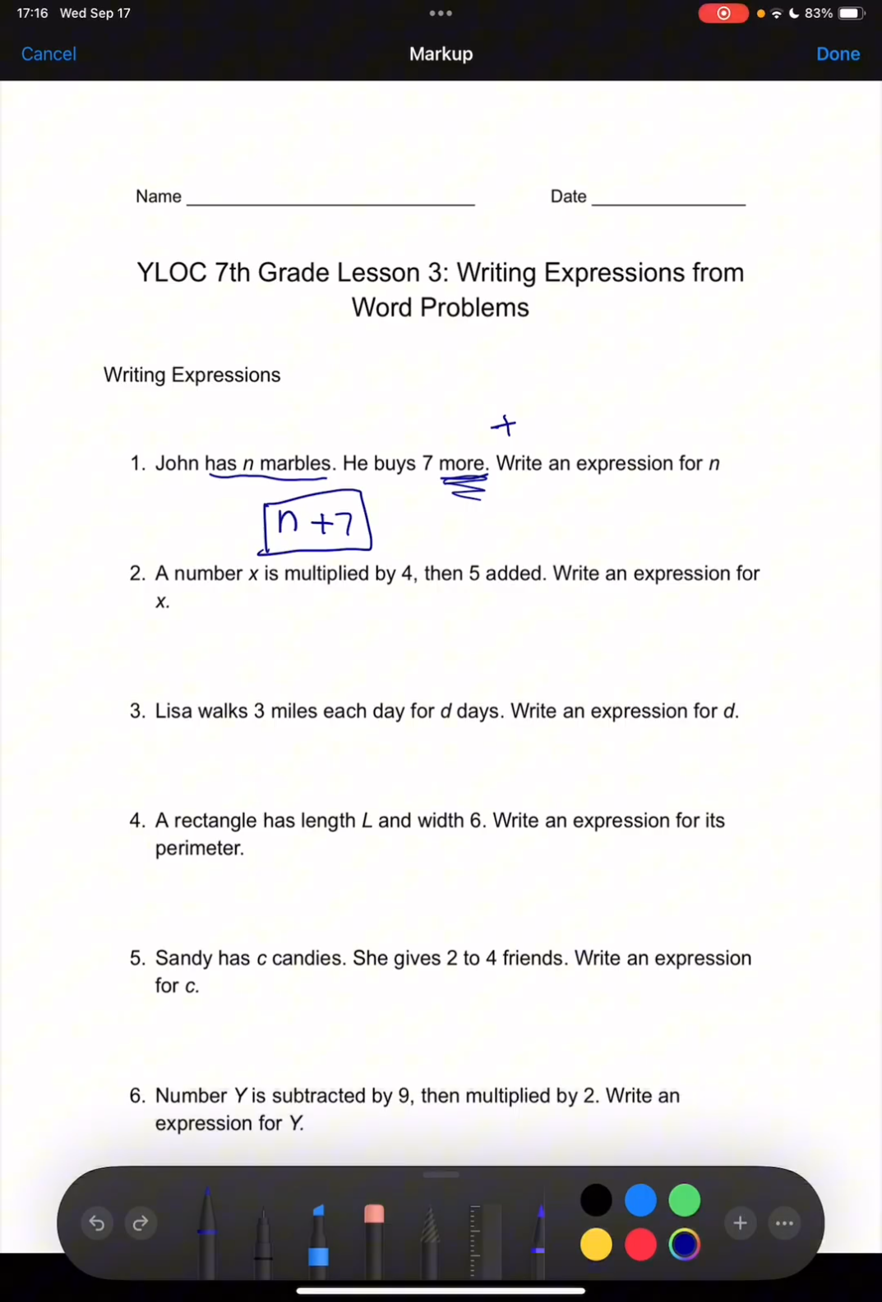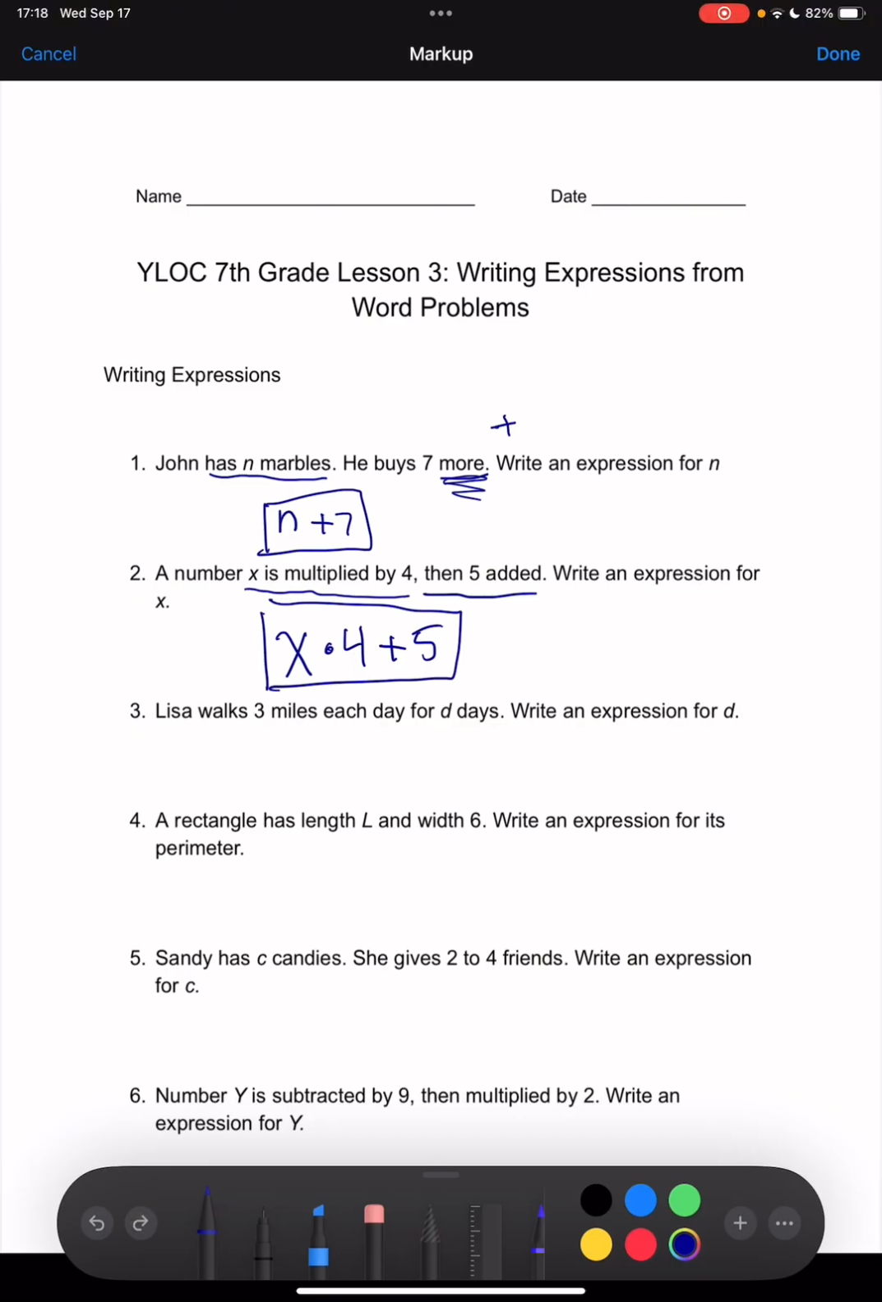Number 2. A number x is multiplied by 4, then added 5. Write an expression for x. So, x is multiplied by 4, and then 5 added. So we're going to plus 5. And that's basically it. It's very simple.